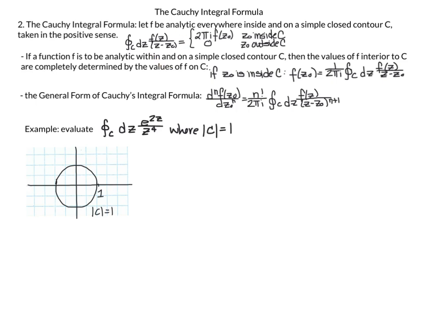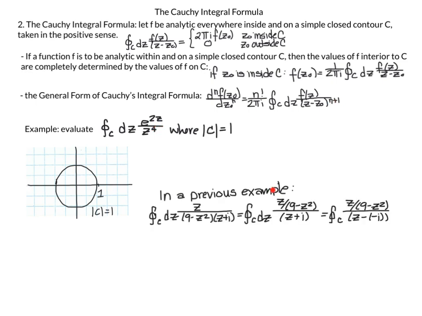But what we do see is we have something of this form, (z minus z naught) to the n plus 1, where n is equal to 3, because 3 plus 1 would give us z to the 4th. In a previous example, we were able to divide out one of the factors of the numerator, in which case we were able to get an f of z over z minus z naught, the z naught being a negative z naught.